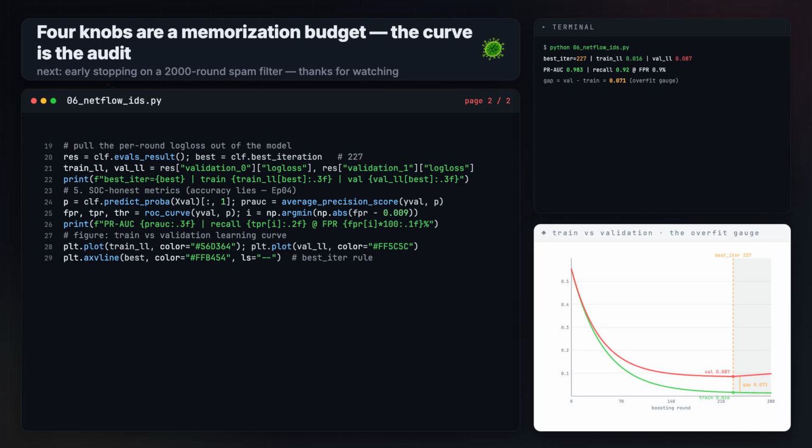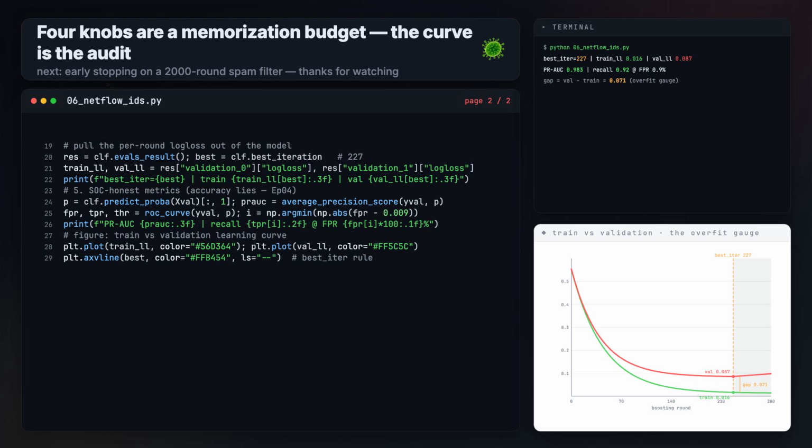So the 4 knobs are a memorization budget, and the learning curve is how you audit it. Shallow and slow beats deep and greedy on flow noise, and you can prove it before deployment. But we've been staring at a score, 0.92 recall at a 0.9% FPR.